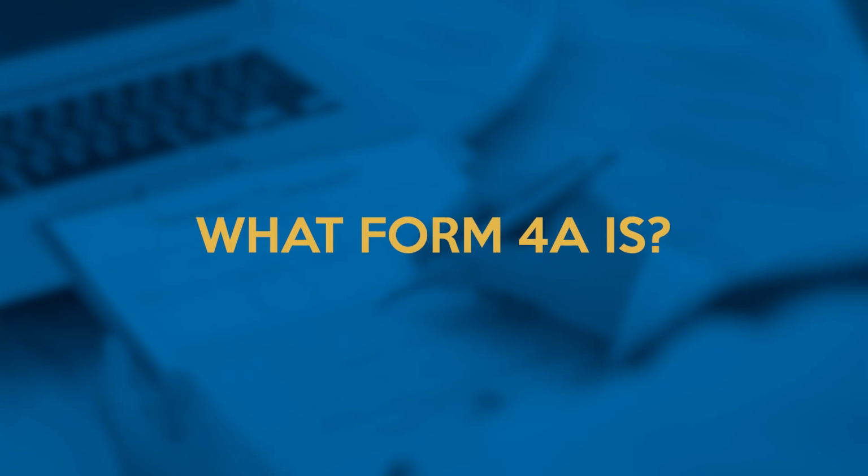So in this video, I'm going to use New York as an example since I am licensed there, but keep in mind that the process may vary slightly from state to state. First, let's start by explaining what Form 4A is. Form 4A is the verification of experience form. It confirms that you've completed the engineering work required to qualify for licensure.